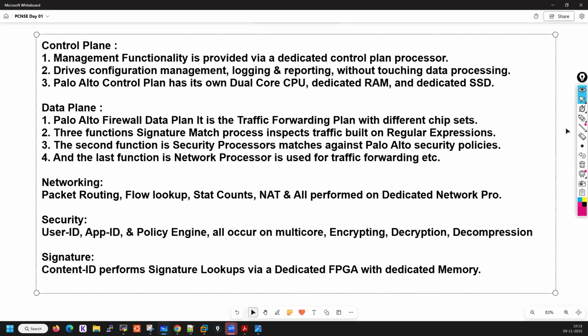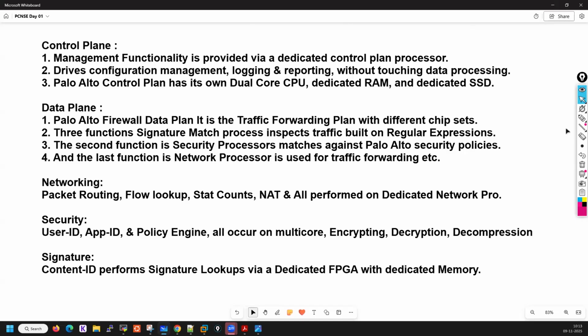Okay. Now, data plane, Palo Alto data plane. It is the traffic forwarding plane with different chipsets. Means at the Palo Alto data plane, we have different chipsets, and this is the plane which will process the actual user's traffic. Three functions: signature match processor inspects the traffic, builds regular expressions. The second function is the security processor, which matches against the Palo Alto security policies, and the last function is the network processor used for traffic forwarding etc.